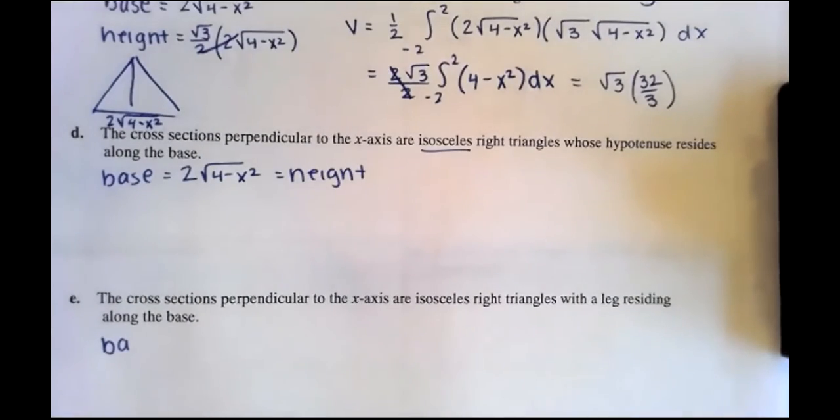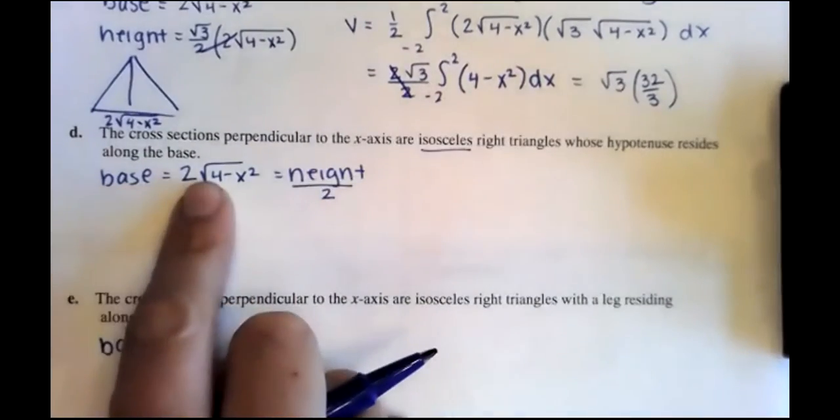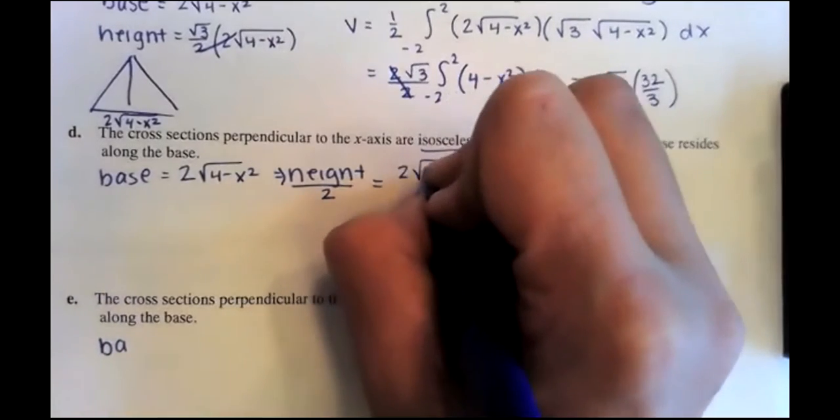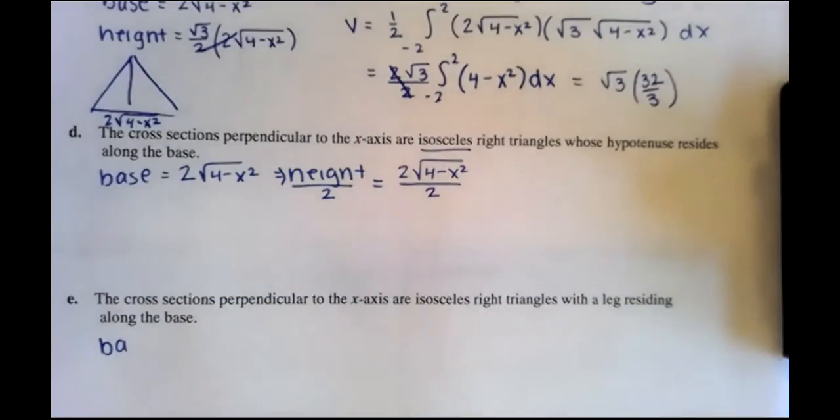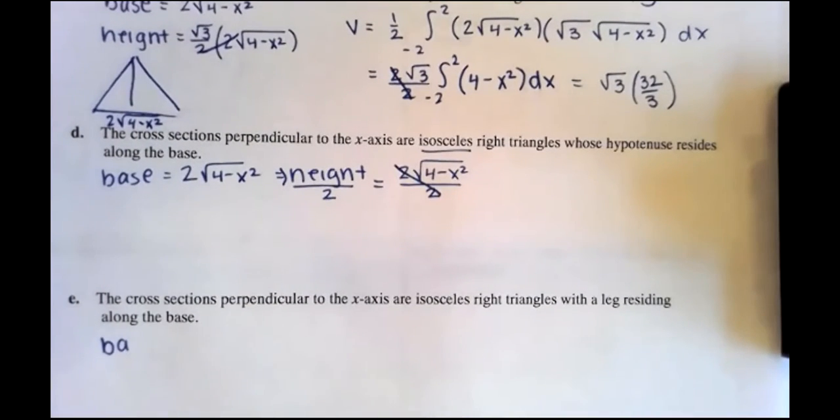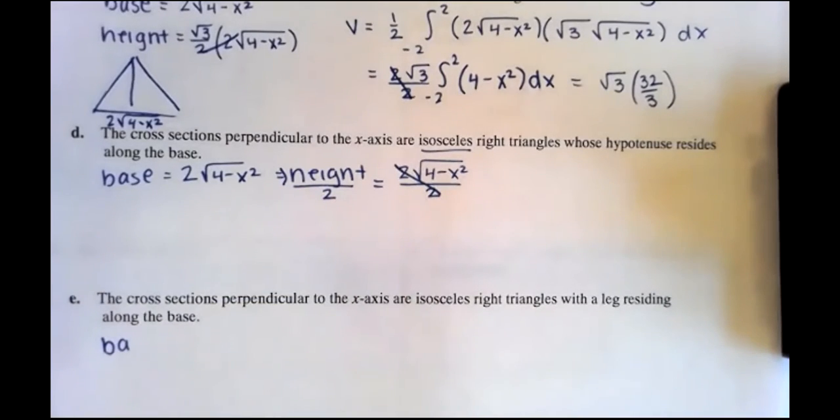Because in isosceles triangles, base and heights are the same. But remember that the height is half of that original base. So then this height would become 2 square roots of 4 minus x squared over 2. So if the whole base is this, then the height is half of that essentially.